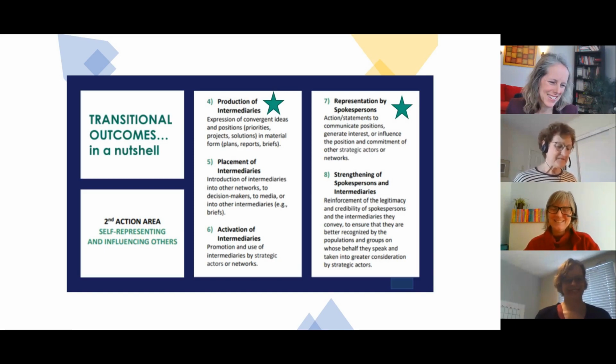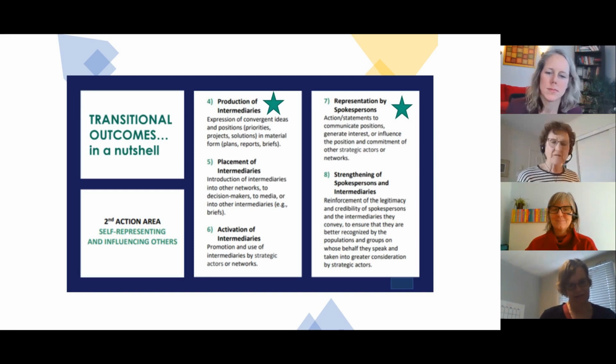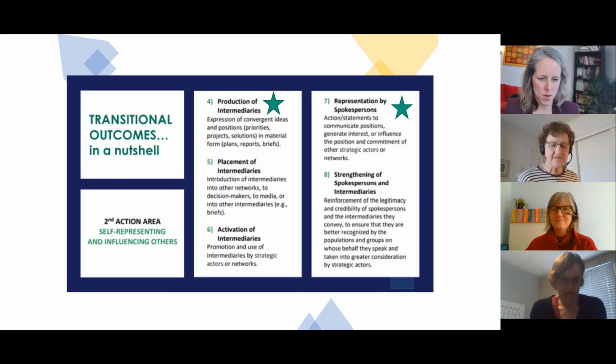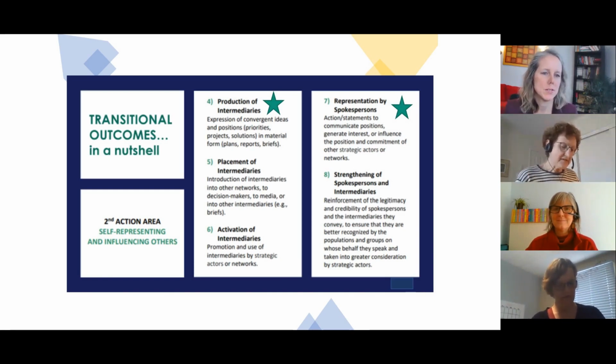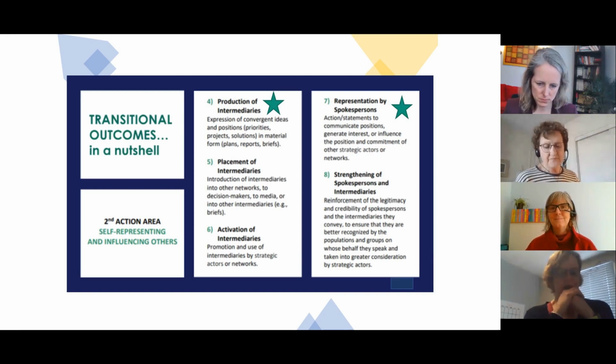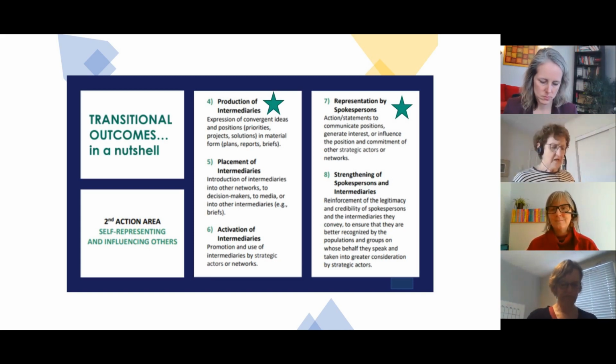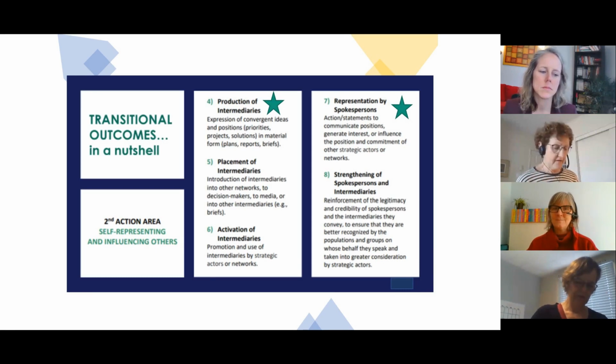So spokespersons represent and speak on behalf of a collaborative group. Without spokespersons, the network cannot exist in public space. Spokespersons are an integral part of what makes a collaborative group exist, endure, and or decline. So spokespersons, their strength is based on two elements, their legitimacy and their credibility.